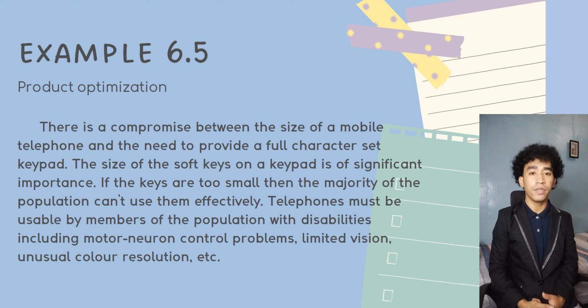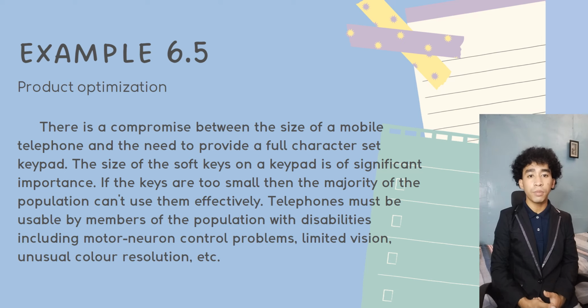Example 6.5 is about product optimization. There is a compromise between the size of a mobile telephone and the need to provide a full character set keypad. The size of the soft keys on a keypad is of significant importance. If the keys are too small, then the majority of the population can't use them effectively.